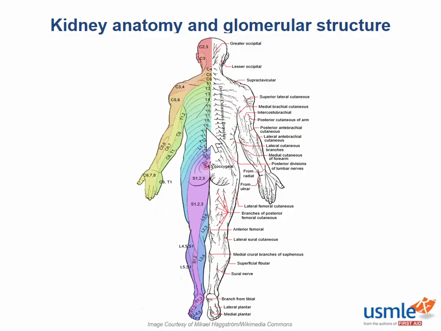It's called the costovertebral angle, which I've highlighted here with my red pen. On the test, costovertebral angle tenderness is often a huge clue that will point you towards the kidney as the culprit for the patient's symptoms.